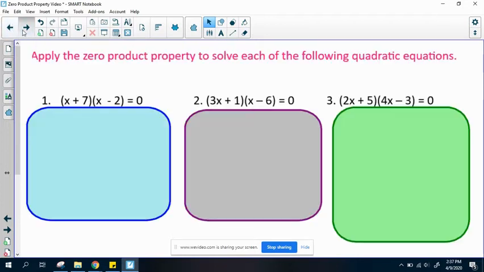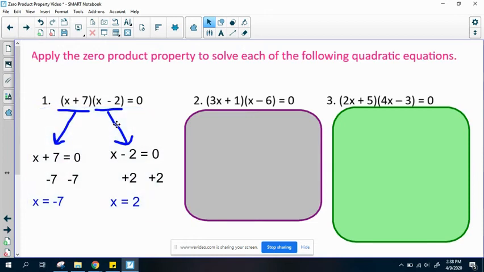So let's try a few more, okay? All of the ones that you're going to do today are already factored for you. Okay, but now there's an equal 0. So what I'm going to do is take each component, each of these factors, and set them equal to 0 and solve them individually. So if I were to do the first one, I'm going to take x plus 7 and set it equal to 0.